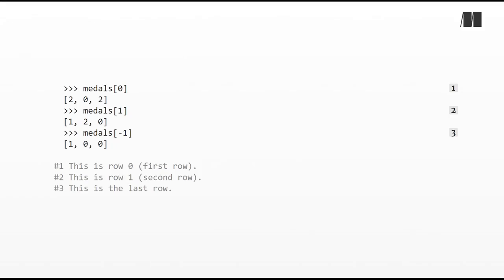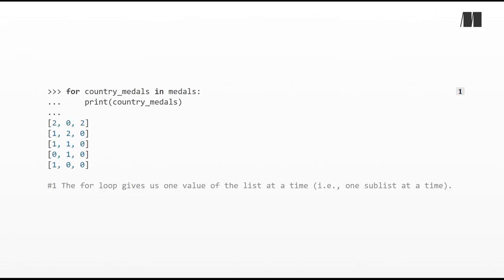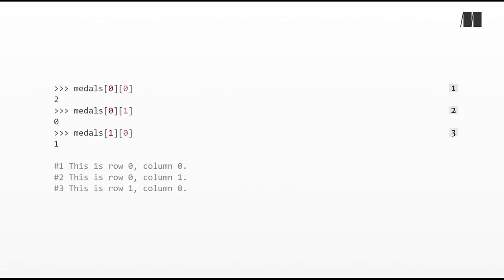See this code? If we do a for loop on this list, we get each complete row, one row at a time. See this code? If we want just a specific value from the medals list, not a whole row, we have to index twice. See this code?